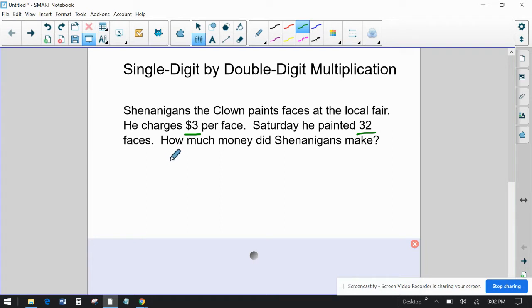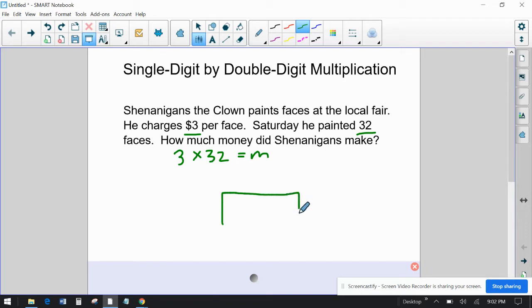So I know that that is a multiplication problem, 3 times 32 equals, I don't know, we'll put M for money. So let's set this up with our area model. This is a single digit by double digit, so I'm going to make a rectangle with a short side and a long top. And I'm going to take our small number and put it on the short edge.